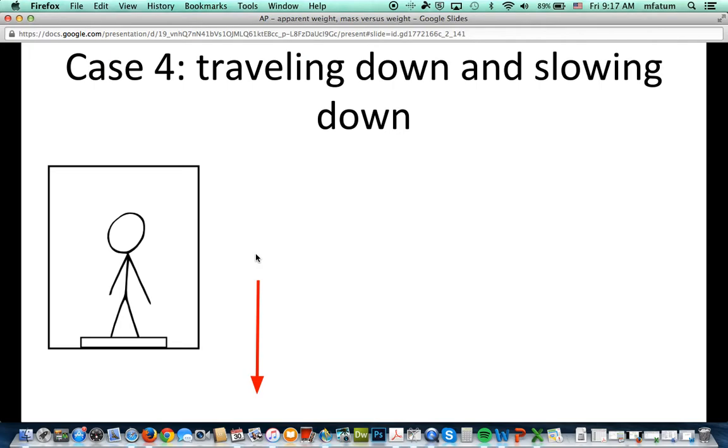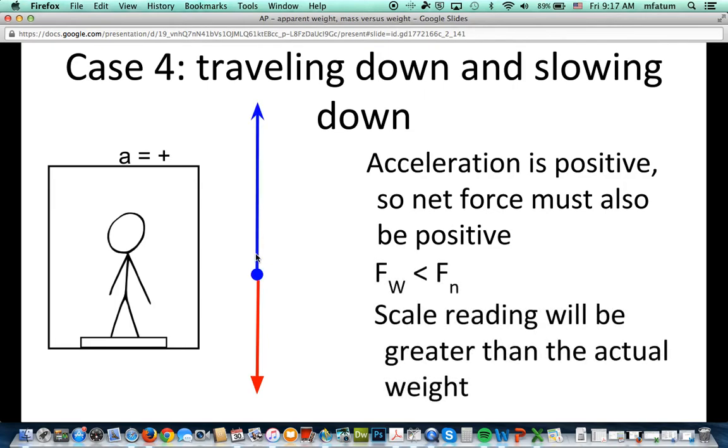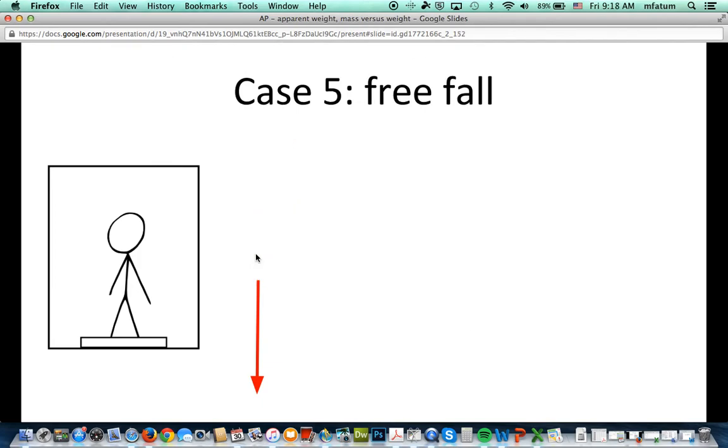Case 4, traveling down and slowing down. So if I'm traveling down, I'm traveling in a negative direction. And if I'm slowing down, that means my acceleration is pointing upwards in a positive direction. So that means my net force must also be positive. So this case is very much like case 2, where I have a much greater net force or much greater normal force. So therefore the scale reading is going to be greater than my actual weight. And I'm going to feel heavier than I actually am.